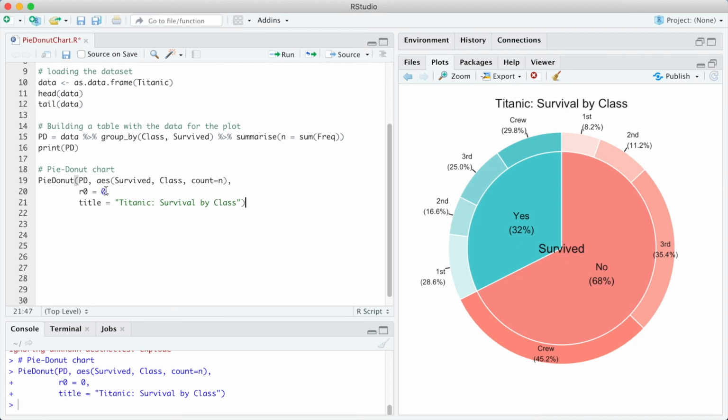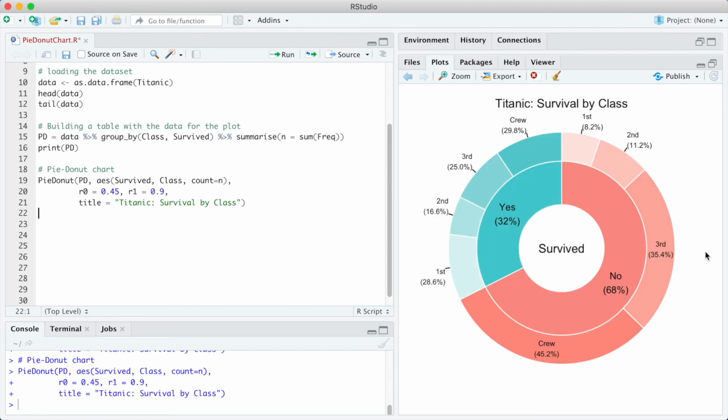Let's now make R0 equal to 0.45 and R1 equal to 0.9. And here we have our final pie donut chart with a customized inner hole, pie, and donut width.